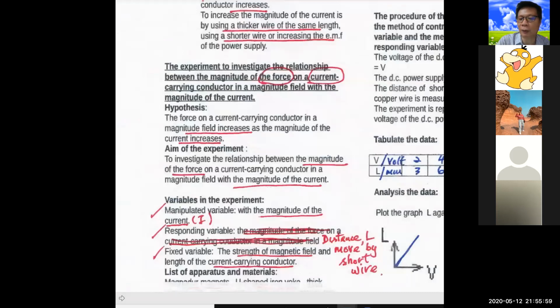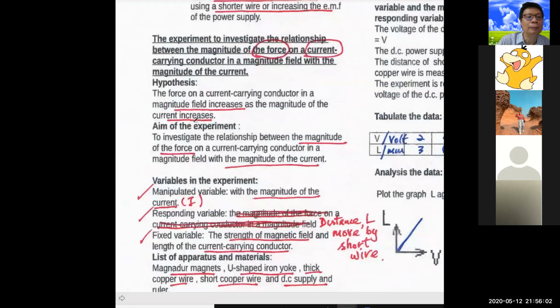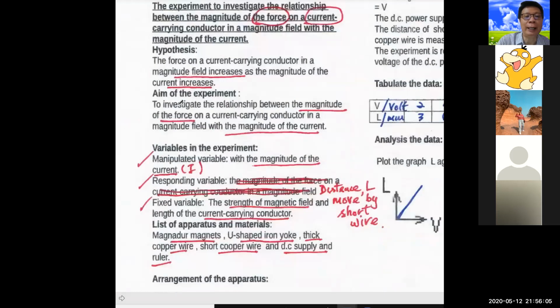There are some changes here, please follow. Okay, aim. Aim is to investigate the relationship between the magnitude of force on current carrying conductor with the magnitude of current. Manipulated variable, magnitude of current. Current or voltage are the same one, you can manipulate the current, you can manipulate the voltage, okay? Responding variable, don't follow this, cancel this, you write distance L moved by the short wire, how far the wire is pushed to the left side. So you measure the distance. The further the wire moves, the bigger the force.